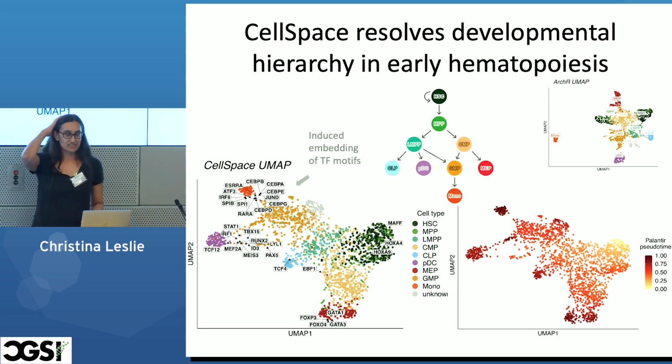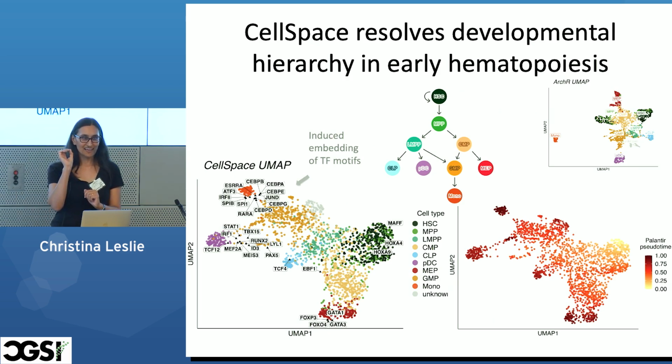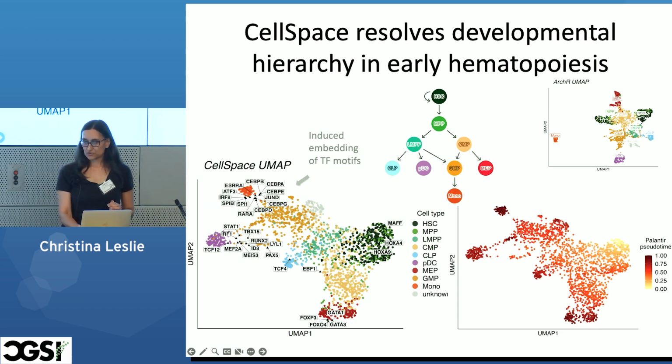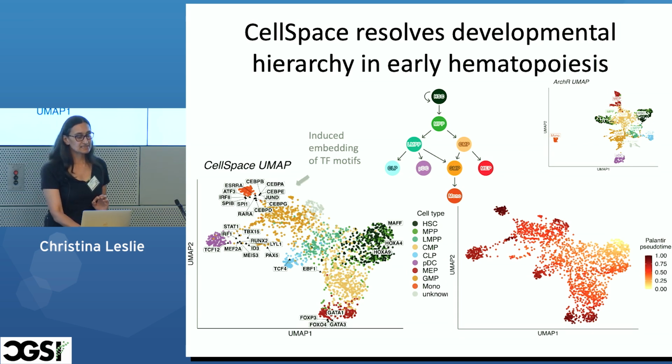Okay, so let's go back to that bone marrow data set. I should point out we have ground truth labels because they sorted these cells by flow, so we know the true identities of the cells, not always the case. And just to remind you, this is the standard embedding, which is sort of confounded by batch. And this is the CellSpace embedding, where we're not explicitly correcting for batch. We're just letting the DNA k-mers inform the embedding of cells.